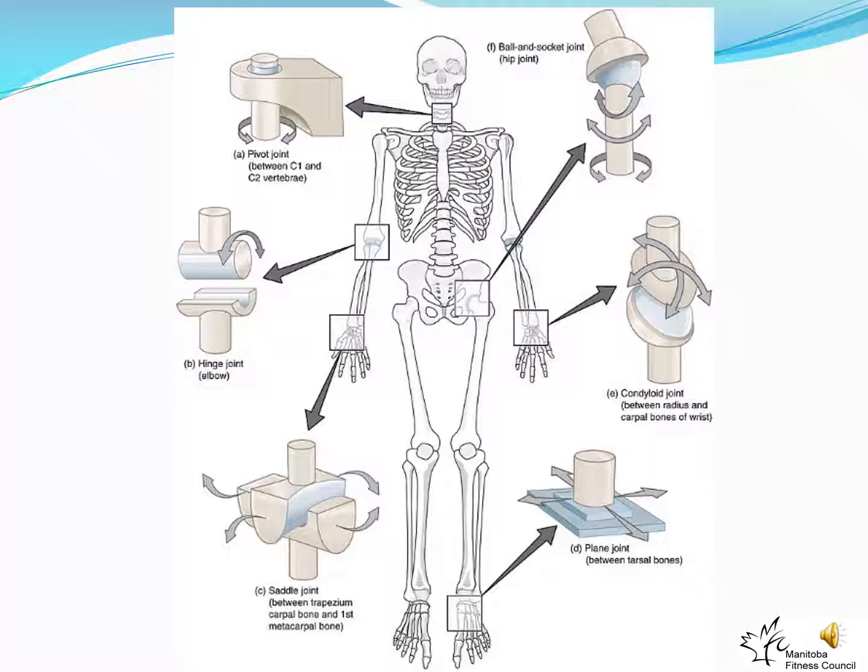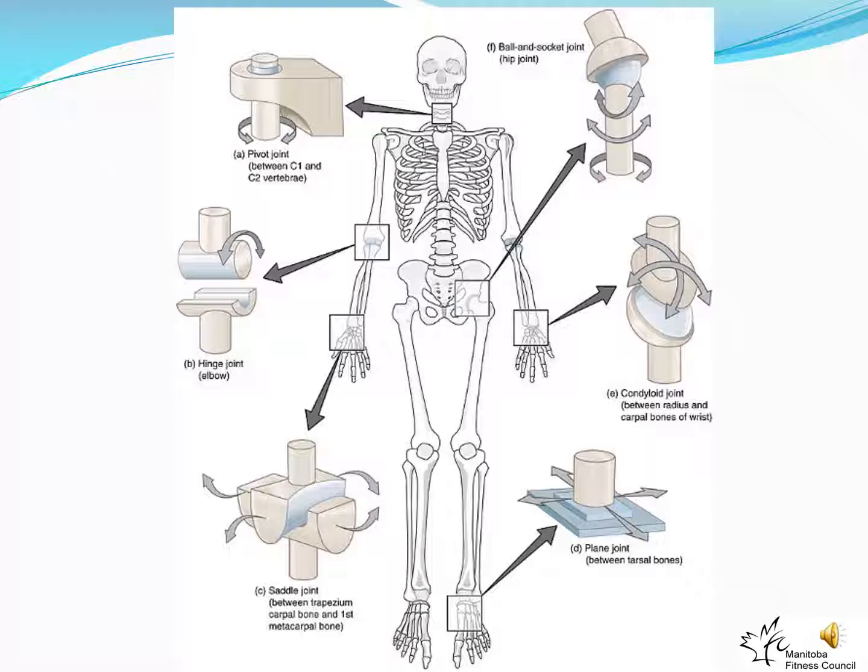So here we're going to start on the left side of this picture, our pivot joint. Our pivot joint, that's a nice diagram that would be what was happening between C1 and C2. Our hinge joint is the next one, which is our elbow joint. Our next joint is going to be a saddle joint, and this is going to be between our carpal bone and our metacarpal bones, so where our thumb attaches to our wrist. Okay, that's a saddle joint.